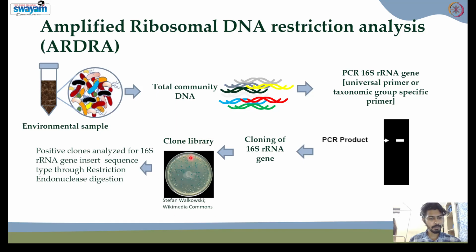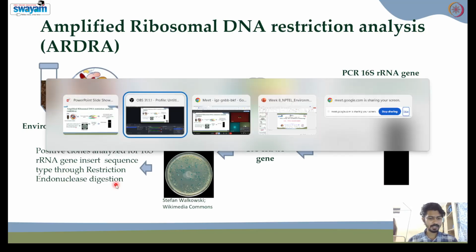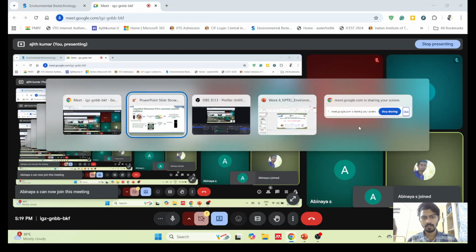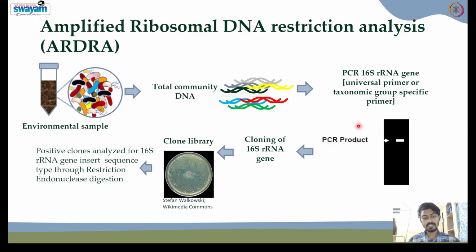After creating the clone library, you analyze the positive clones for the 16S rRNA gene insert using appropriate restriction enzymes. What is the role of these restriction enzymes? They cut the DNA at specific sites, producing a unique banding pattern. Analyzing these banding patterns allows the researcher to group the microorganisms into different types.